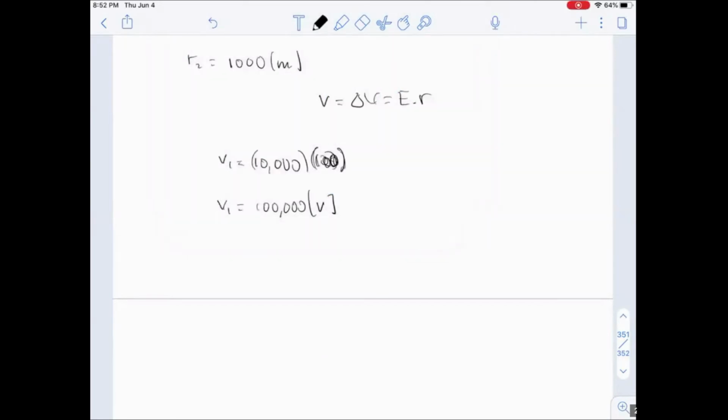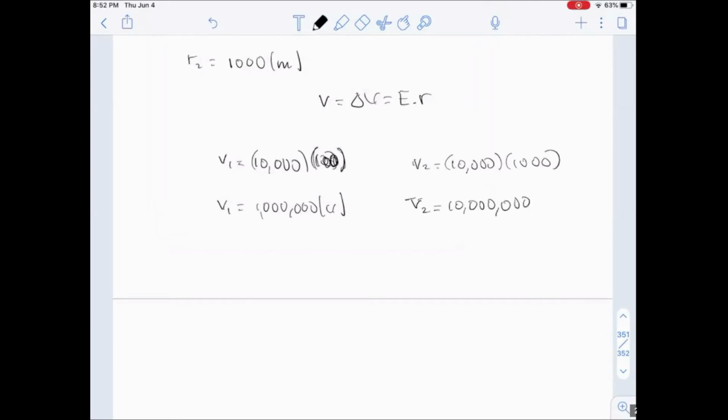All right, it was done. So we got a million, right? So we got a million volts. And V2 is going to be straightforward. This one is going to be 1,000. And so this is going to be 10 million volts.